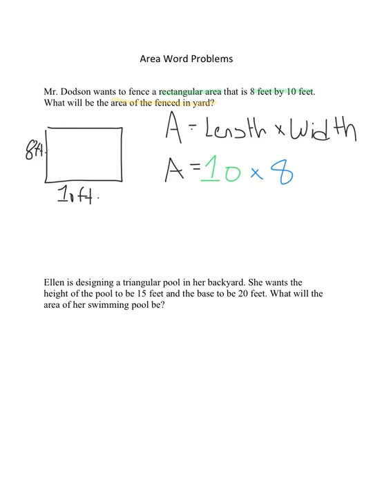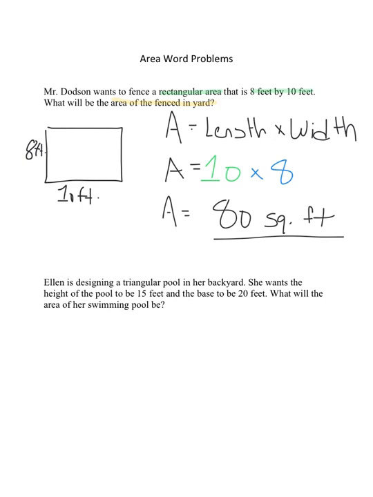10 times 8. We end up with A equals 80. Now remember, when we're talking about area, and especially with these word problems, we want to label. So we have A equals 80 square feet as our final answer.